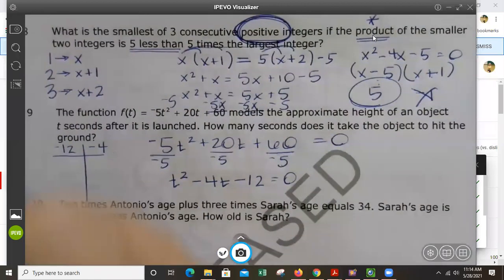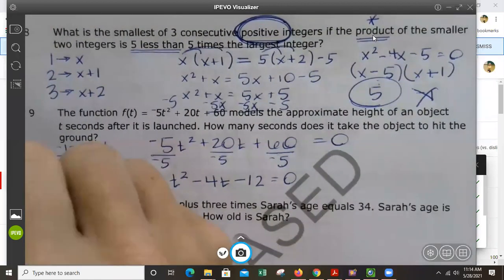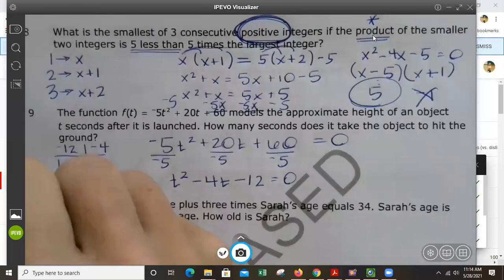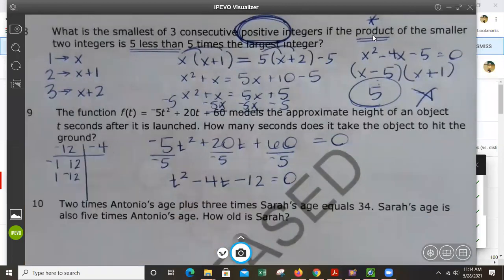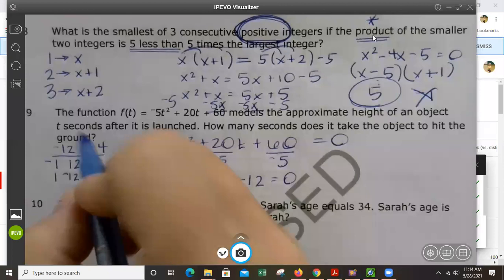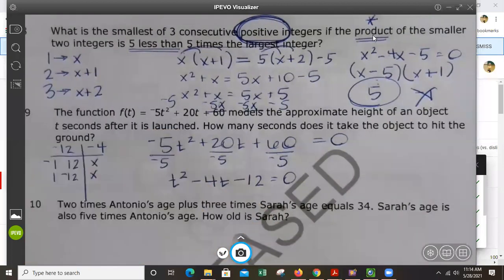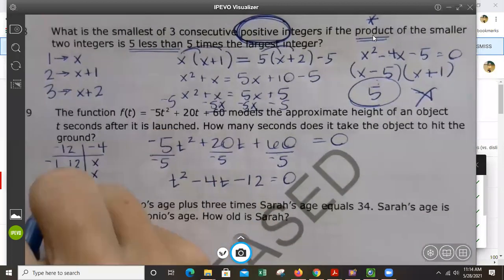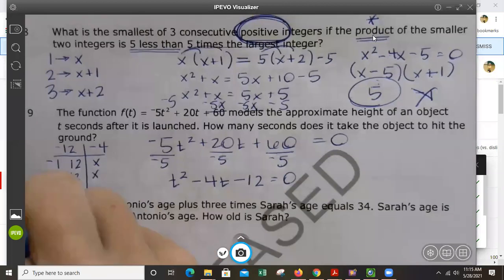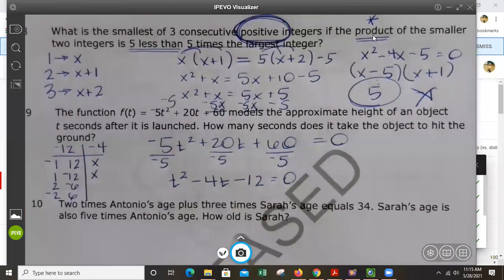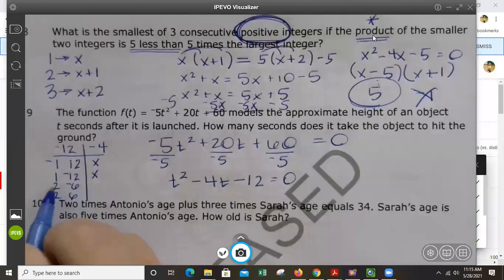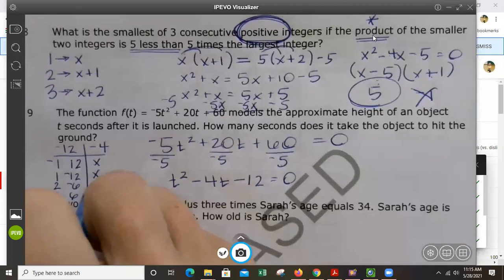You have factors of 12: 1 and 12. One has to be negative since I have a negative 12. These do not get us negative 4. We can try 2 and negative 6, or negative 2 and 6. When we add 2 minus 6, we get negative 4.